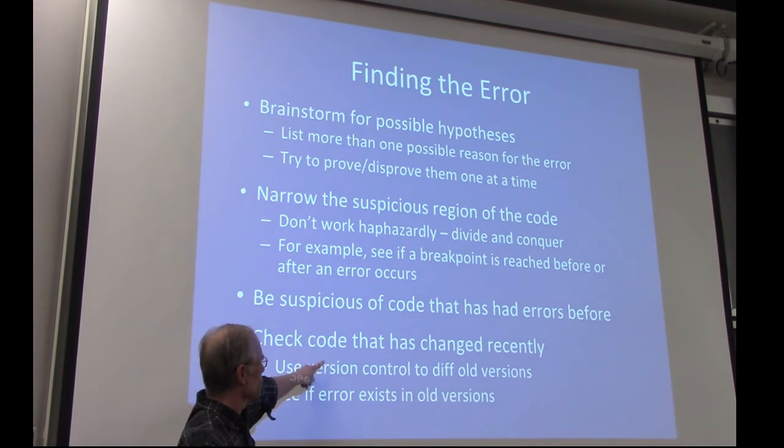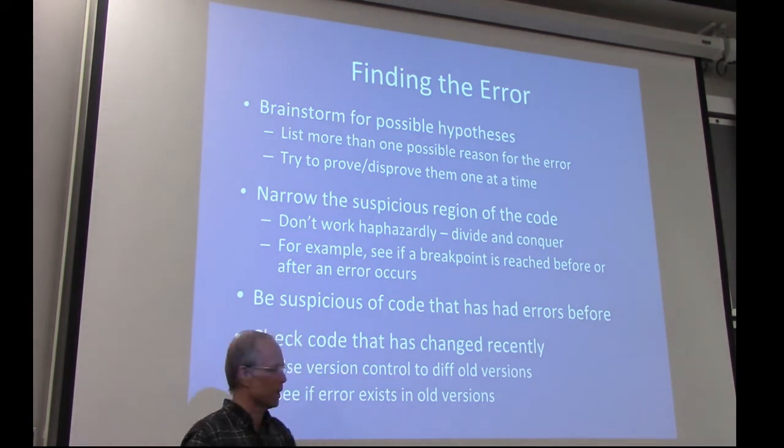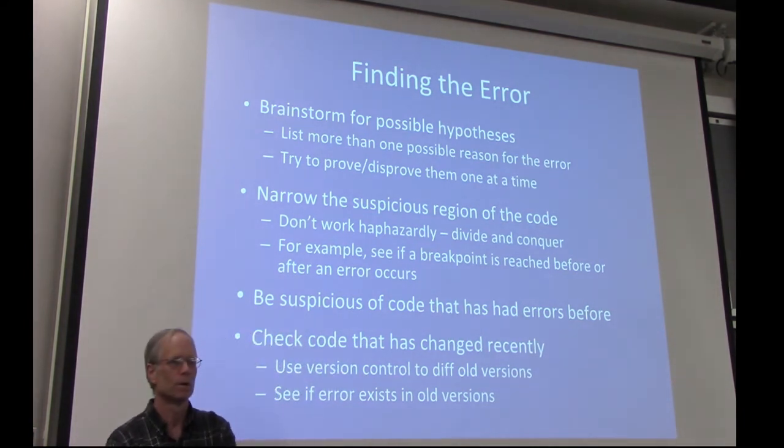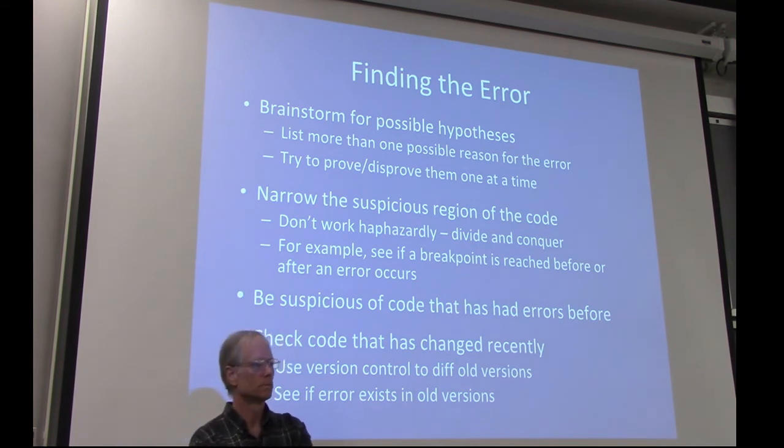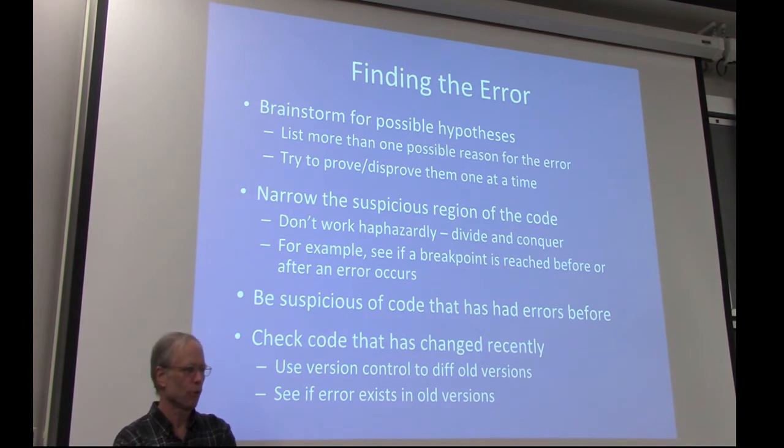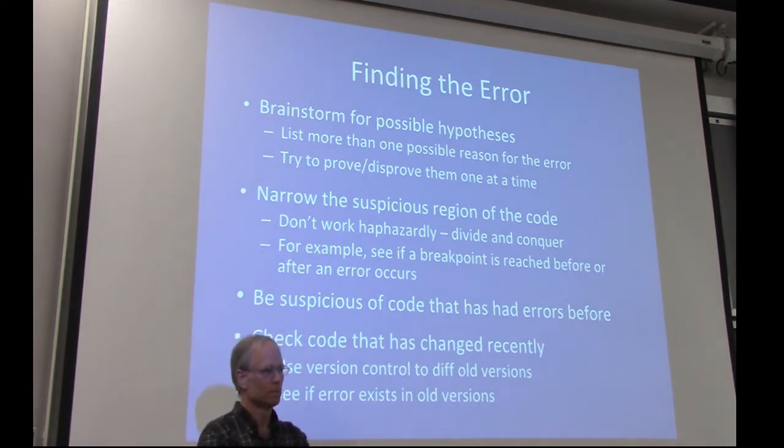Code that has errors before. Why should we be suspicious of code that has had errors before? Obviously, you're worried because there could be more, but essentially, if it's had bugs before, it was probably poorly written. And if it's been fixed, maybe it was poorly patched. Check code that's changed recently. So you can tell that from your version control.